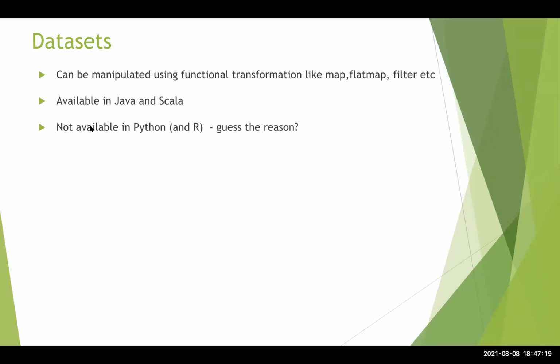So of course, you can manipulate it similar to a data frame. You can have map, flatMap, filter, etc. It's available in Java and Scala. It's not available in Python and R. Why do you think it's not available in Python and R?